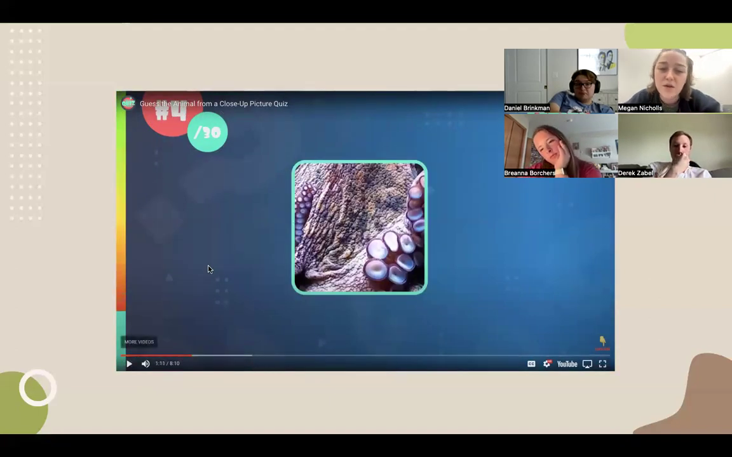All right, what do you guys think this one is? Octopus. I think so too. And what do you guys notice about the octopus? Do we think it's a mammal? I don't think so. No, why not?